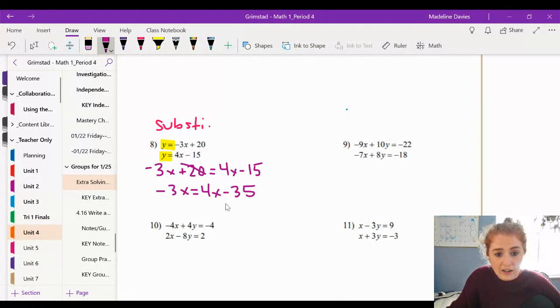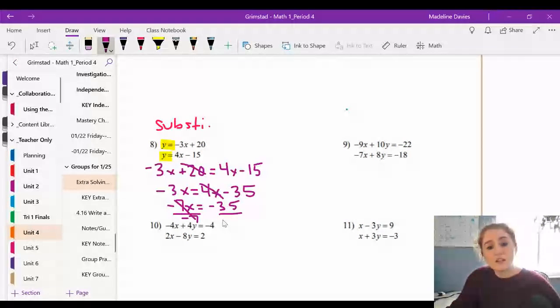Okay, and then I can get rid of my 4x by just subtracting 4x on both sides. So negative 3x minus 4x is going to be 3, 4, 5, 7. Negative 7x equals negative 35. Divide by negative 7 on both sides, so that x is by itself. Divide by negative 7. And then x is equal to positive 5, because 7 goes into 35 5 times.